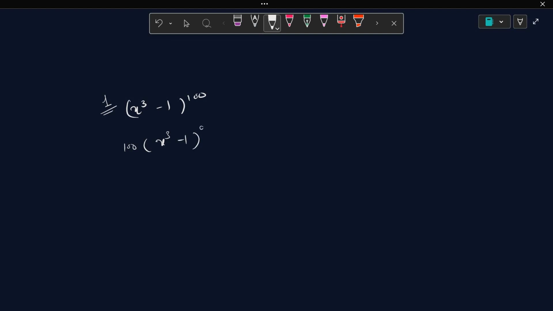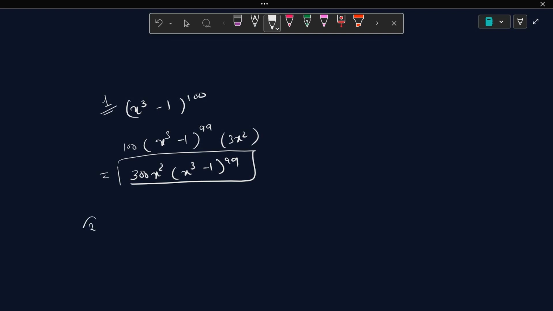So you simply bring the 100 down and subtract 1 from it, just like this, and now you just have to multiply by the derivative of the inside function, and the derivative of the inside function is simply 3x squared. If you want to write it in simplified form, it should be like this. Okay, so now let's move on and do question number 2.